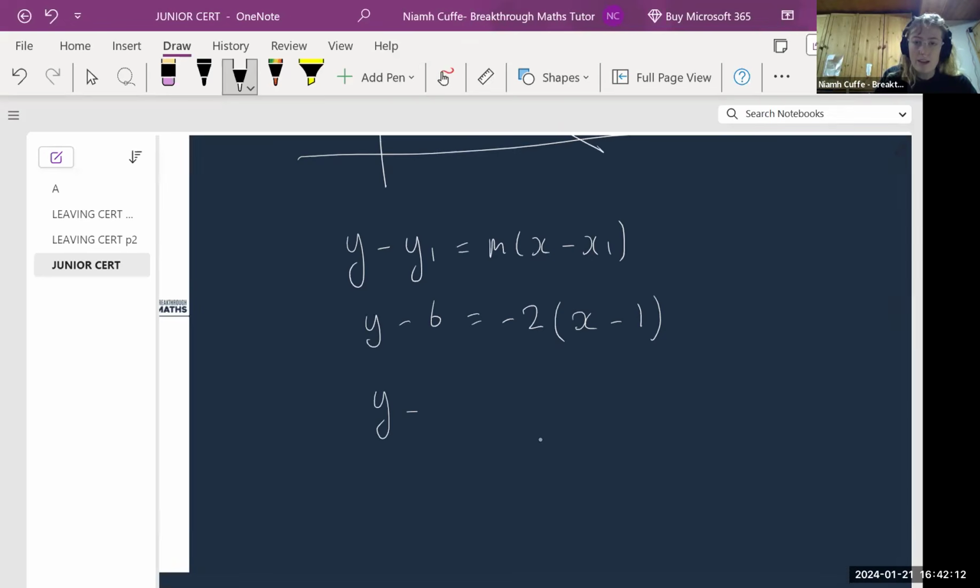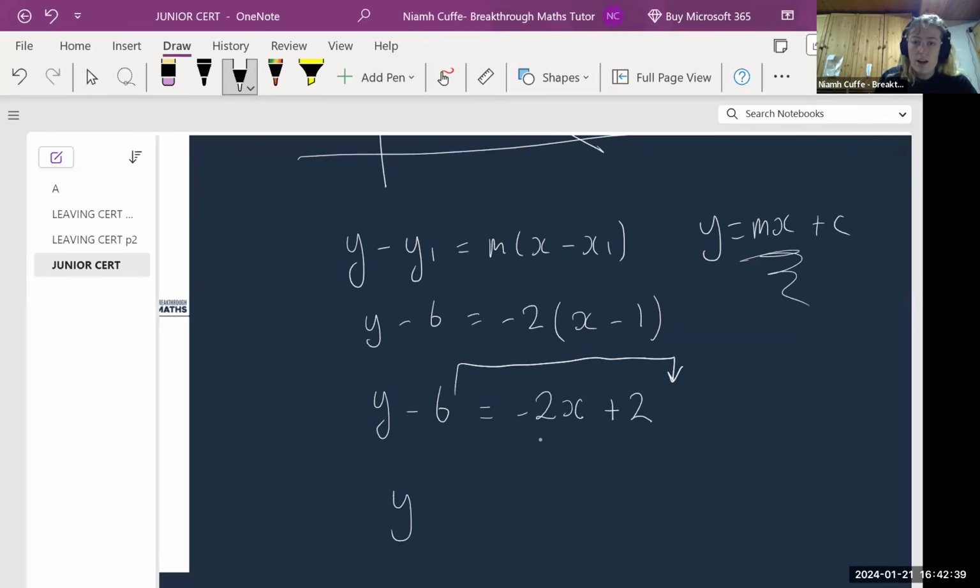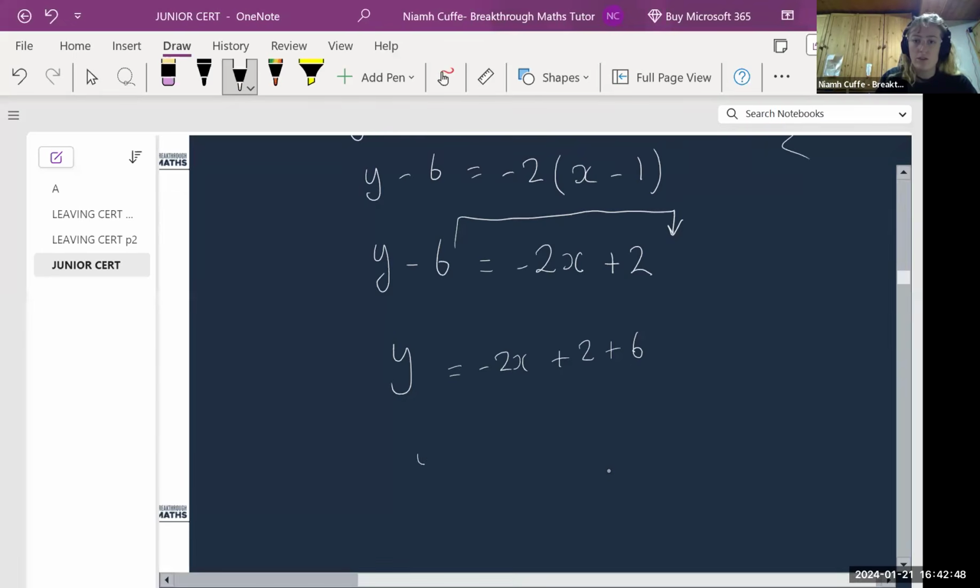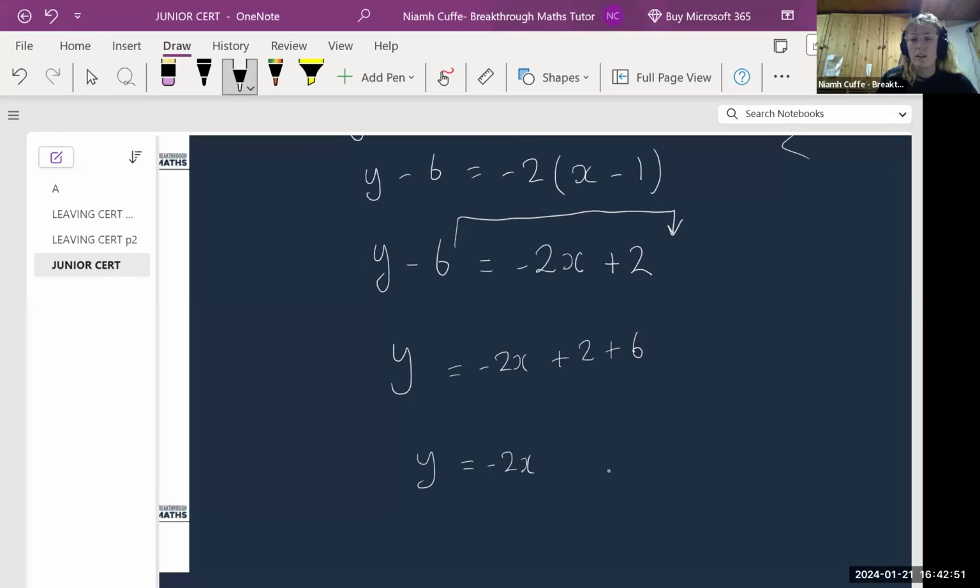We've got y minus 6 is equal to -2 times (x minus 1), so -2x, and -2 times -1 is just +2. Now, we always want our equation of our line to end up looking like this, guys: y equals mx plus c. So I'm going to rearrange it until it looks like that. So we end up with y. I want to take my -6 to the other side of the equation. I end up with -2x plus 2 plus 6. So y is equal to -2x plus 8, and you find the equation of your line, guys.